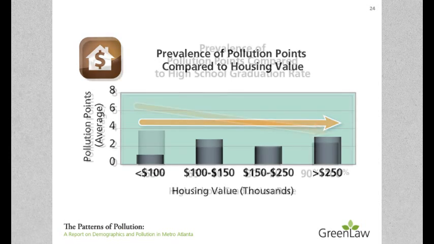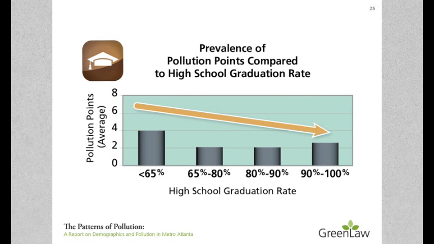There's an inverse relationship between pollution points and education levels, at least in terms of high school graduation rates. As high school graduation rates in the region increase, the number of nearby pollution points decrease. So you can see here that populations with graduation rates under 65% have almost twice as many pollution points on average as do others.